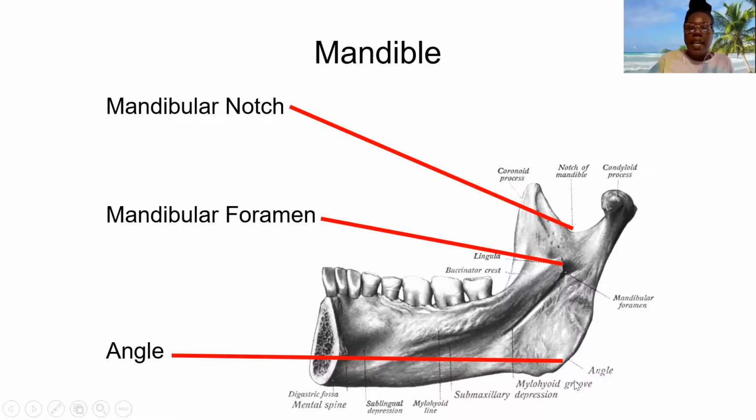And then we can refer to the angle of the mandible. This is where the mandible takes a turn. This is kind of the jaw line. If you palpate this on yourself, you can feel that sharp projection where your mandible has a sharp turn. That is referred to as the angle of the mandible.